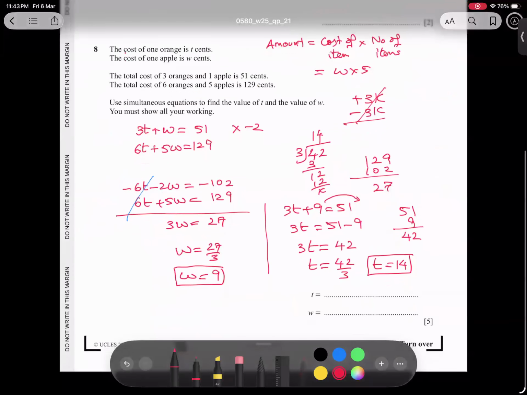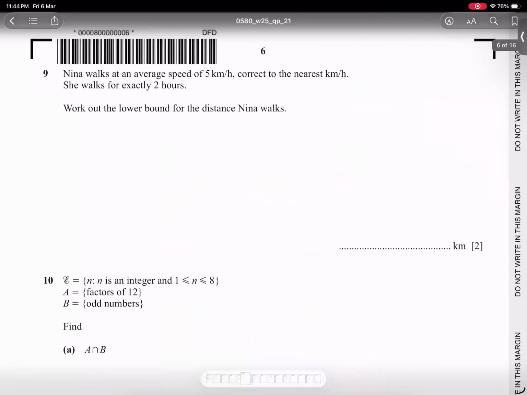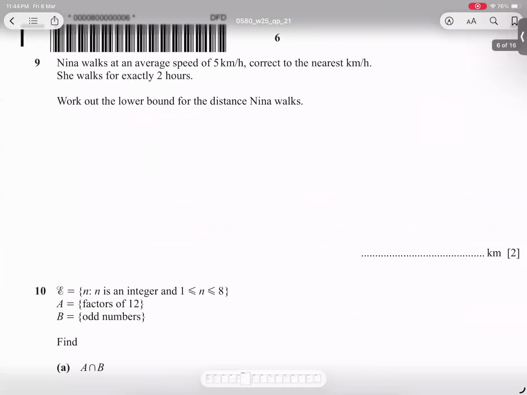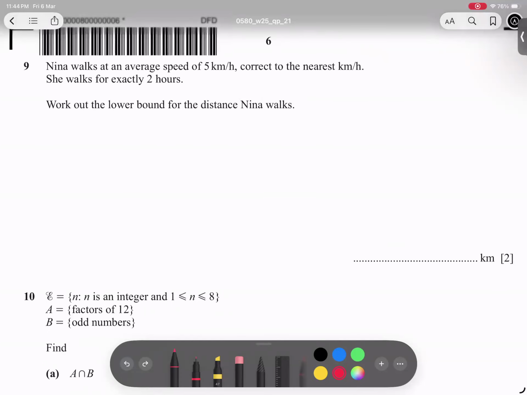So this is done. And now we are going for the next question on the next page. N walks at an average speed of 5 kilometers per hour, correct to the nearest kilometer per hour. When it's not mentioned as 2 or 3 or 4 or 5, it means 1 kilometer per hour. How can we go for absolute error? So for absolute error, we assume 1 kilometer per hour. 1 always divides by 2 and I get plus and minus 0.5.